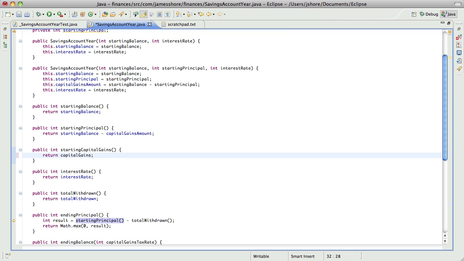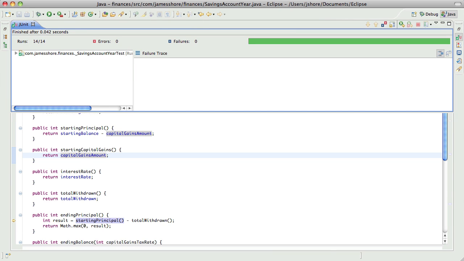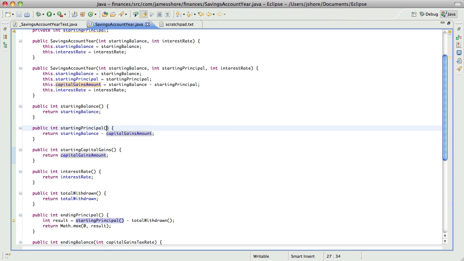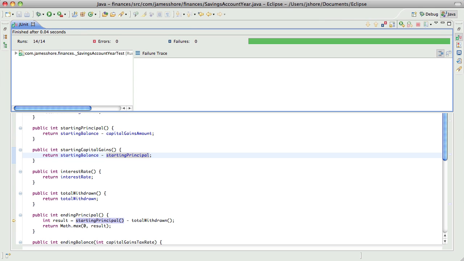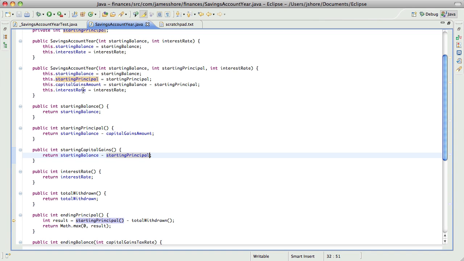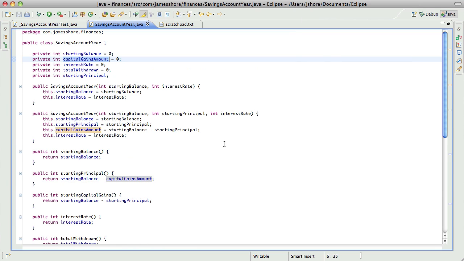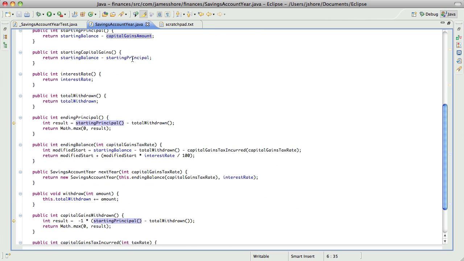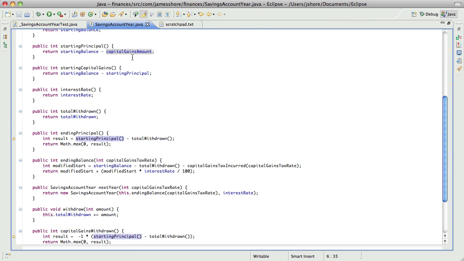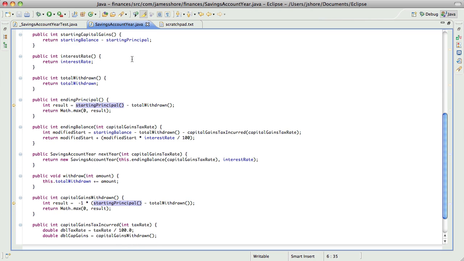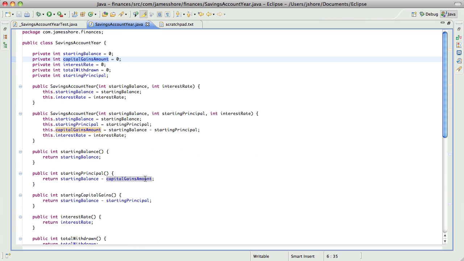Now, right now, we're calculating that in the constructor, but I don't really want to do that. So let's recalculate it here, like that, with an eye towards getting rid of that. Oh, well, that's circular. We can't get rid of that yet. But maybe we can. Let's see, capital gains amount.